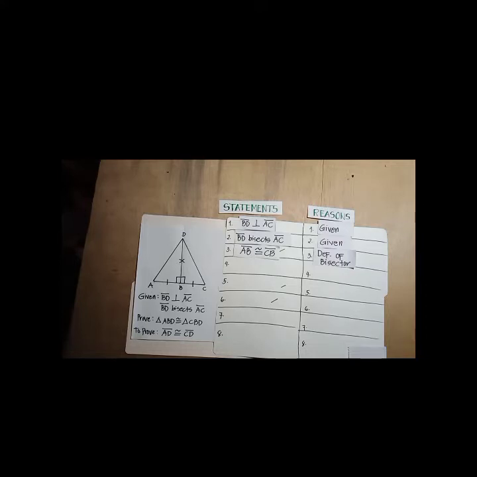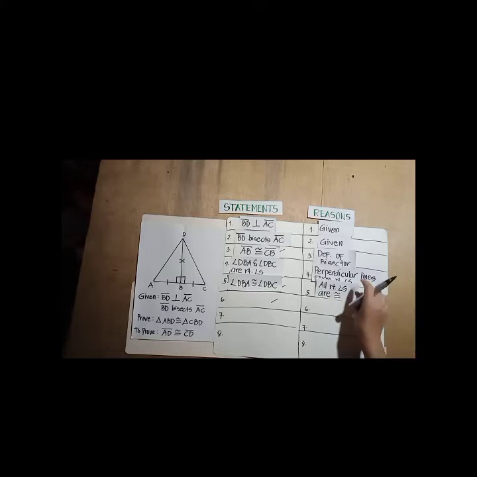Now, since line segment BD is a perpendicular bisector of line segment AC, we know that angle DBA and angle DBC are right angles. Our reason for that is that perpendicular lines form right angles. And now we can state here that angle DBA is congruent to angle DBC, and our reason is that all right angles are congruent.